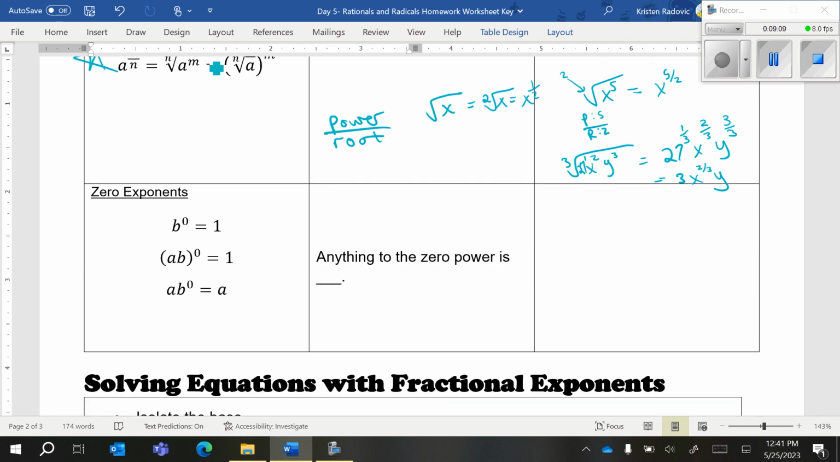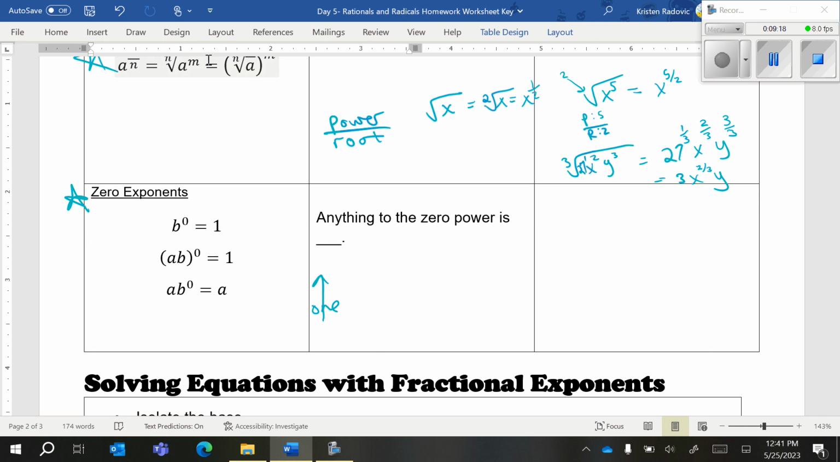And 0 exponents, anything to the 0 power is 1. I tried. You know what? I tried. Anything to the 0 power is 1. Notice how you would distribute the 0 to everything on the inside, so everything becomes 1. But in the very last case, without parentheses, the a has an exponent of 1, only the b has an exponent of 0. So the b becomes 1, which then you're just left with a.